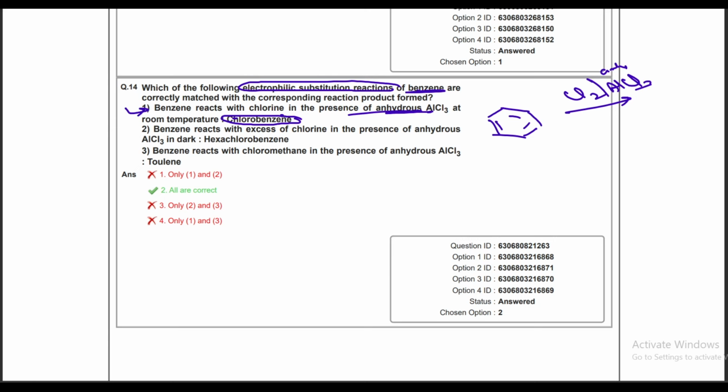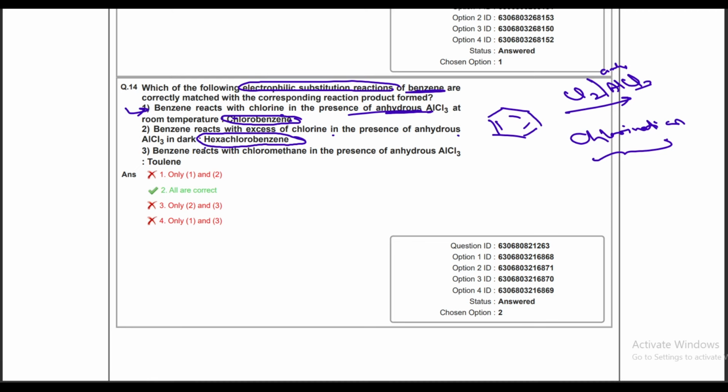Actually, this reaction is a chlorination reaction, and the product will be chlorobenzene. And the second is, benzene reacts with excess of chlorine in the presence of anhydrous aluminum chloride in the dark, and you will get hexachlorobenzene as a final product. So this statement is also correct.